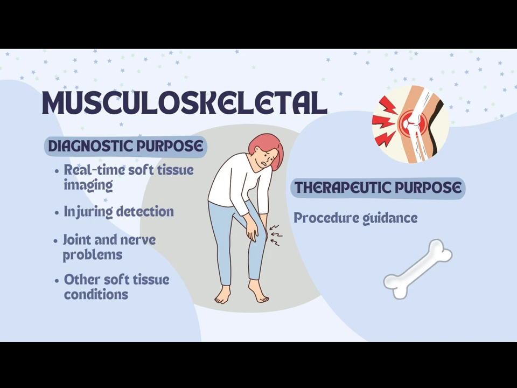Next, musculoskeletal ultrasound is used for both diagnostic and therapeutic purposes. For diagnostic purposes, it can detect swollen or torn tendons, strained or torn muscles and ligaments, and joint problems like inflammation or cartilage damage.